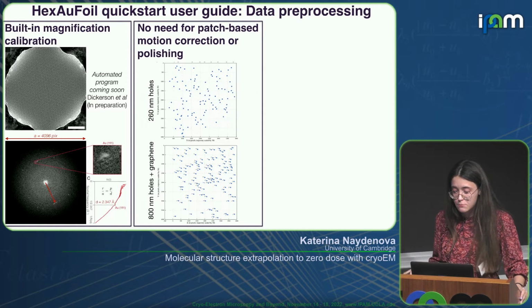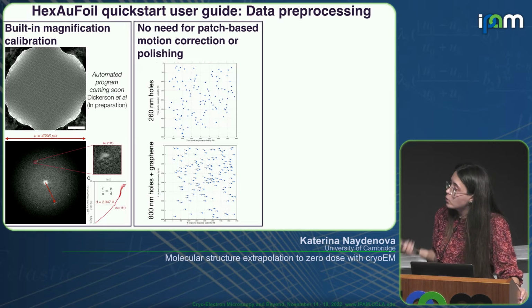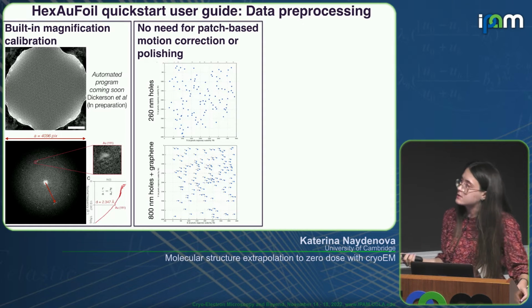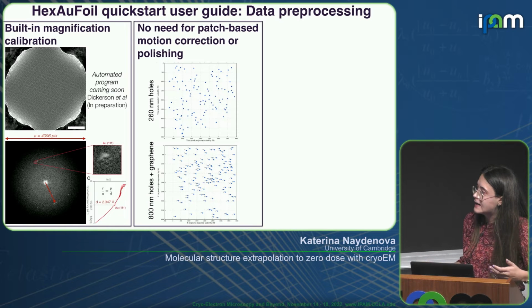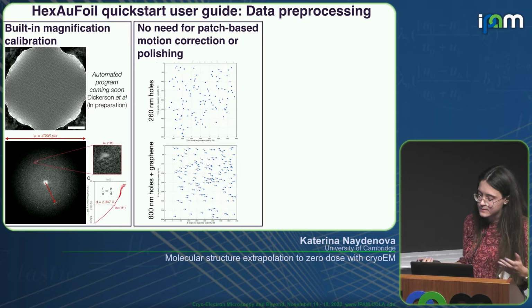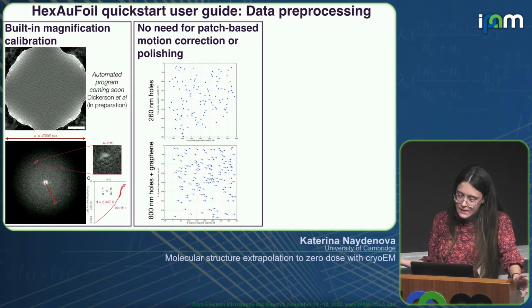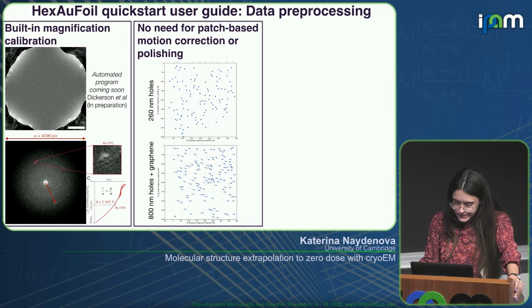Because there is no specimen motion in these grids, there is no need to do anything fancy about motion correction. You're just required to do a whole frame alignment for the stage drift, and that's it. No patches or no tracking is required because there is no motion. You could still try to do it just to check.